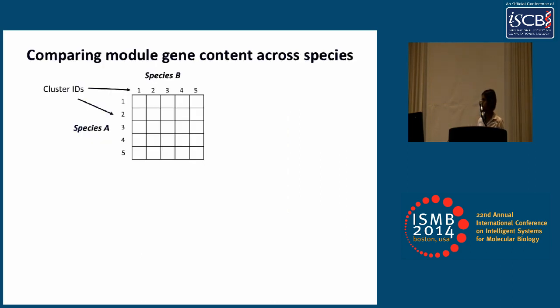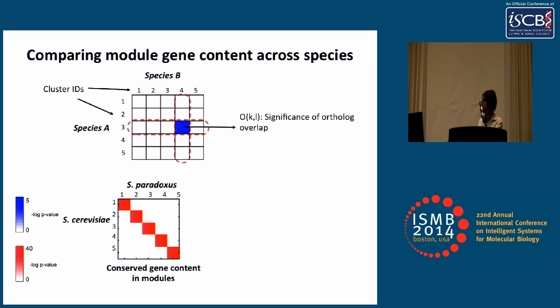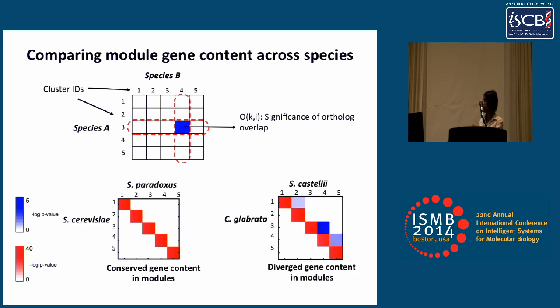And what we do is we take, for every pair of species, we compare every pair of modules, and we ask, what is the extent of gene orthology overlap between these pairs of species? And we compute this matrix, and we color-code it based on the extent of orthology overlap. So along the diagonal, we are basically saying those modules that have the same pattern, how similar they are in terms of the gene content. And then the off-diagonal elements are basically modules that might have actually changed their genes.